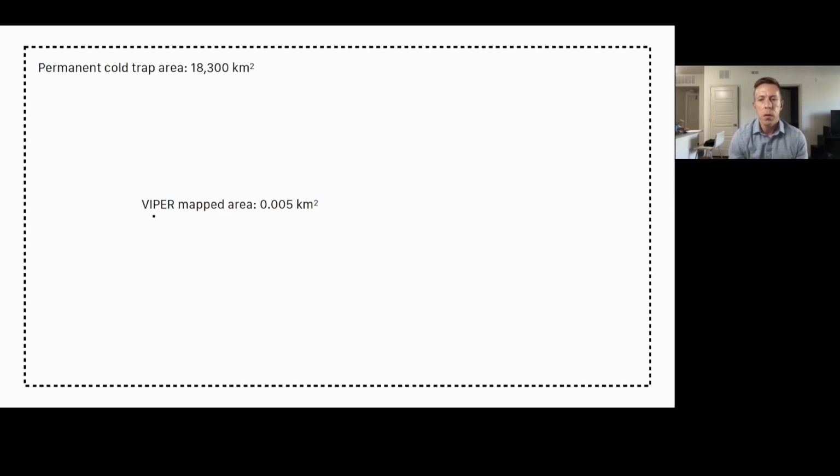And then I think one of the main challenges is that VIPER is going to map a very small area at the poles. And the question is going to be, how can we take those results and extrapolate them or map them onto the broader South Pole and also the North Pole as well? So shown to scale here, the total area of permanent cold traps at the poles, this is work by Jean-Pierre Williams, is over 18,000 kilometers squared. And shown to scale here, the VIPER anticipated mapping area is going to be about 0.005 kilometers squared. So it's going to be a real challenge here to take those results and then translate them to areas that are away from the mapping area. Next slide.